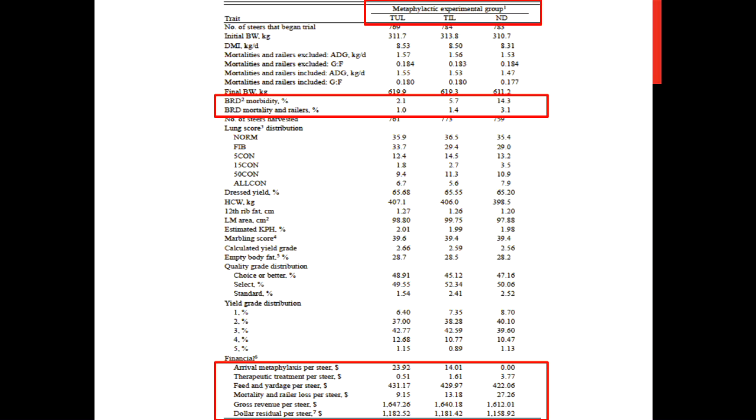But when you look at the economic outcomes, because Draxxin is about $10 a head more expensive than Micotil, at the end of the day, when you look at residual value per steer, it comes up to be a wash. That's the economic cost of it. Even though it's more effective, the upfront cost of it makes Micotil a very reasonable alternative because it's the same on the back end. I can accept that higher risk of morbidity because the upfront cost is so much more.